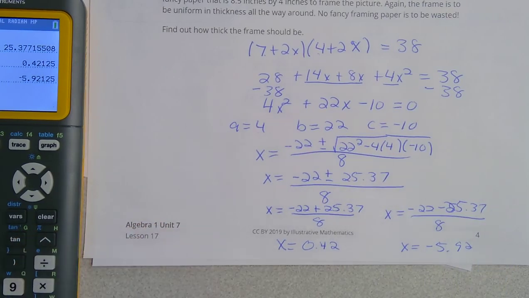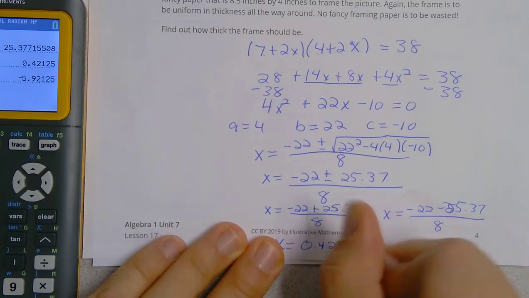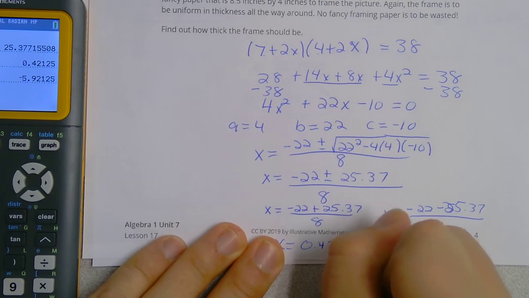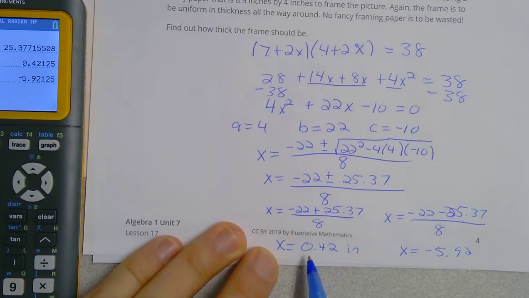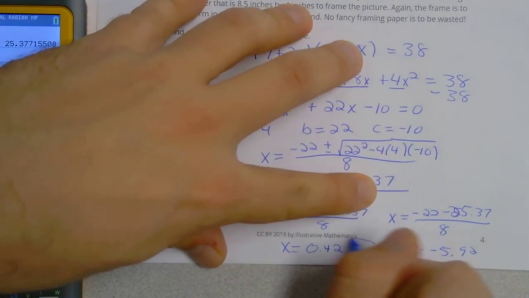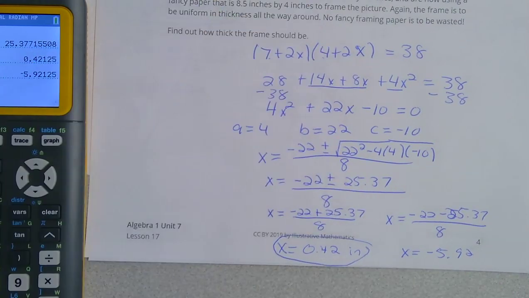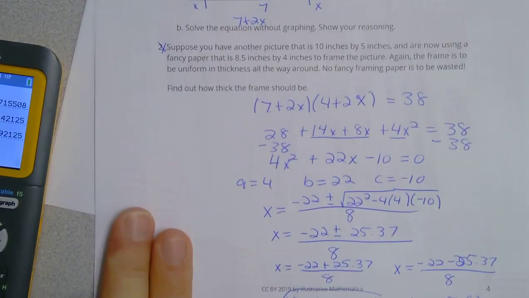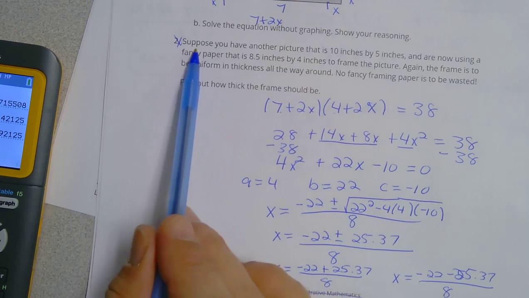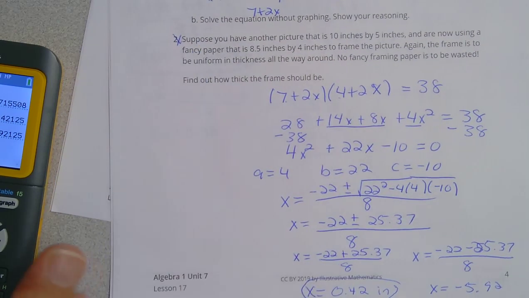So in looking at that, I notice that x equals negative 5.92 doesn't make sense in this situation, because this is going to be 0.42 of an inch, which is about a half an inch. So that is my solution. And as an added challenge, you may go through and calculate number 2, but I'm not going to show you that here.